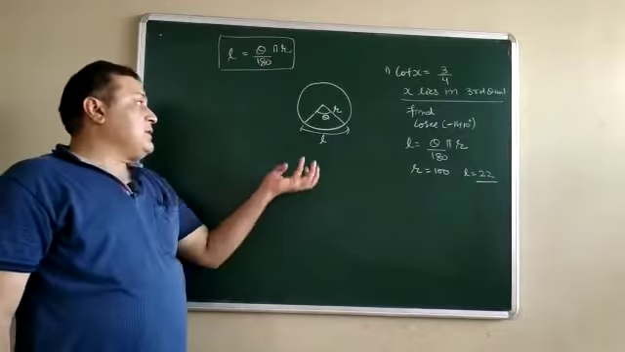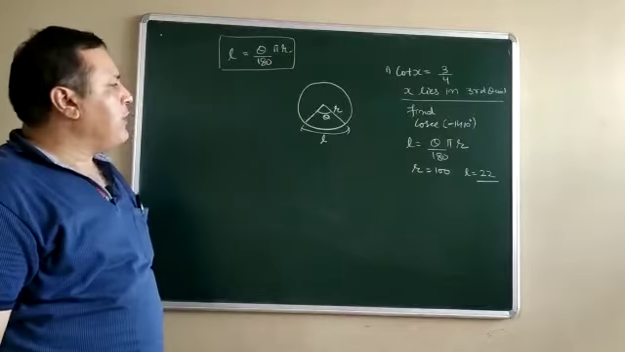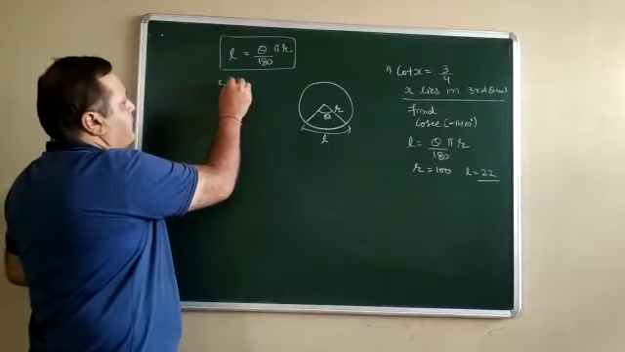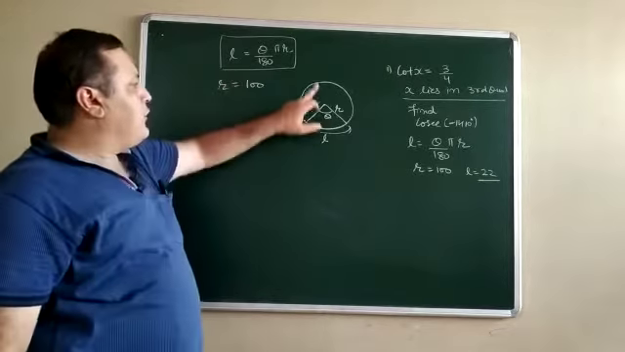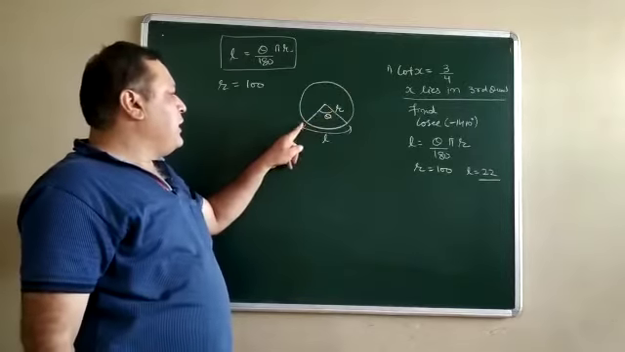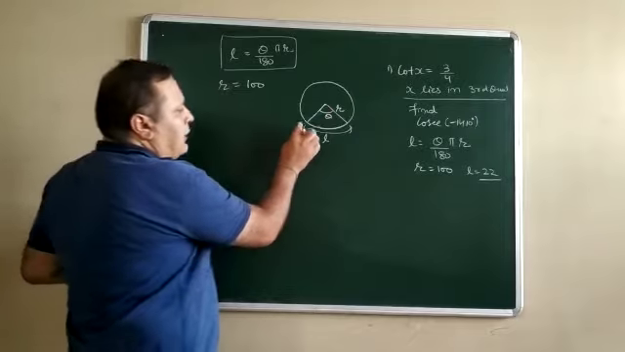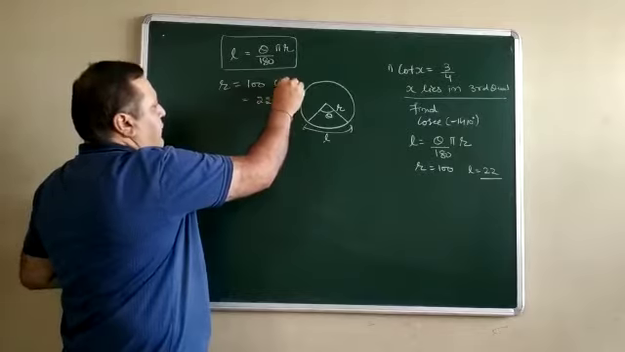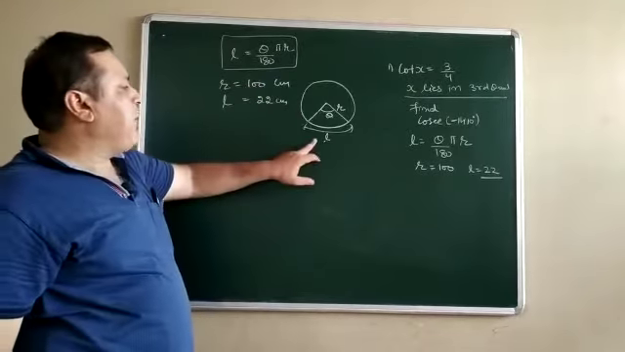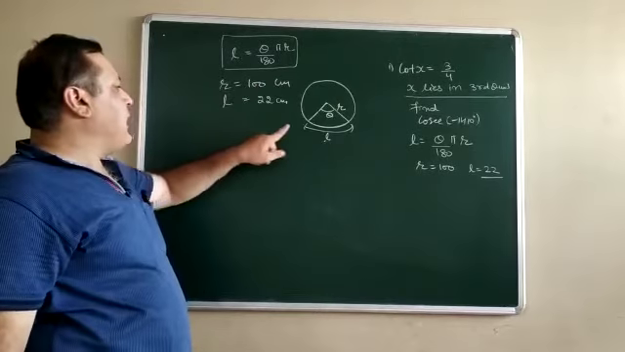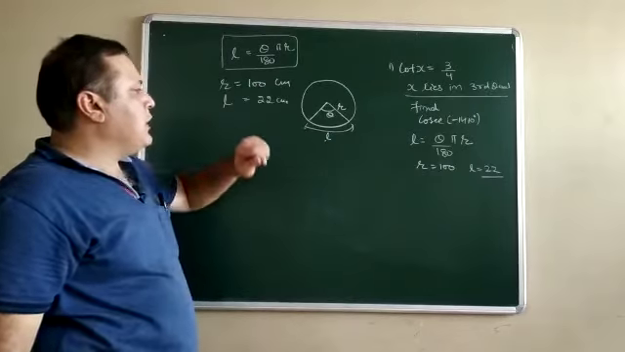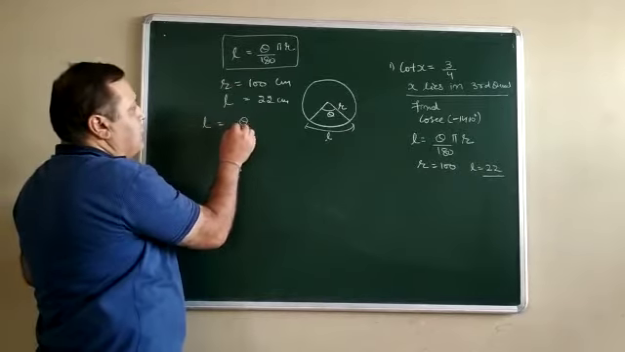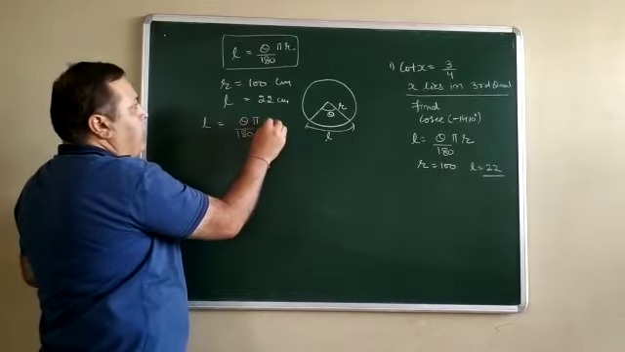Now let us discuss one question based on this topic. It says there is a circle of radius 100 centimeter, and he moves a distance along the curve of the circle that is equal to 22 centimeter, meaning the length of the arc. He says find the angle made at that time when the length of the arc is equal to 22 centimeter. You know very well the formula is L is equal to theta upon 180 into pi r.